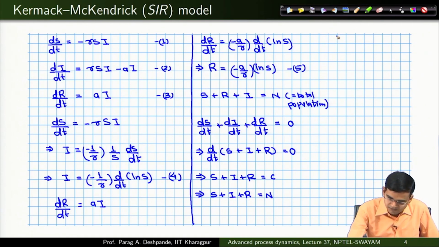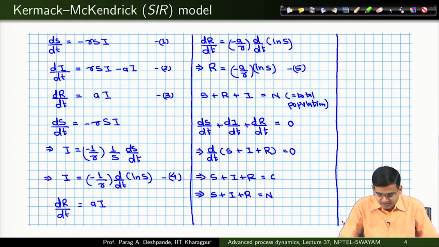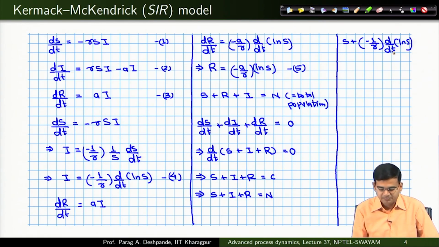Okay. Fine. So, if this is the case, then what can be done about the functional form of S? I can write S plus I. What is I? From equation 4, minus 1 upon r d by dt of ln S, plus R. R is minus a upon r ln S should be equal to capital N.